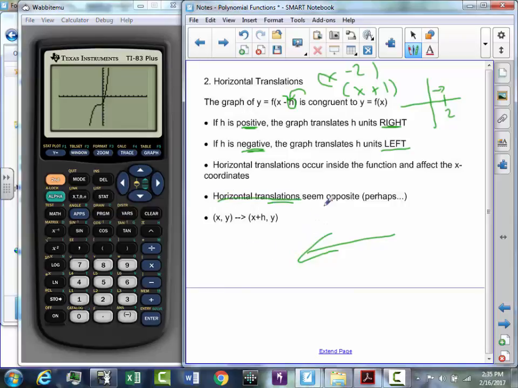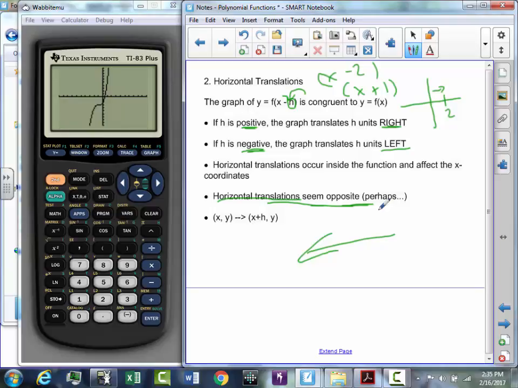I put a little note here. Horizontal translations seem like they should be opposite, because if you have a plus number, you actually go into the negatives. And if you have a negative number, you're actually going into the positives. Kind of like with factors versus roots, right? X plus 2 has a root of minus 2. X minus 2 has a root of plus 2.